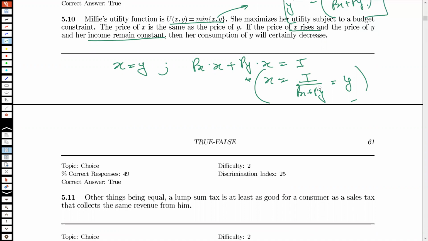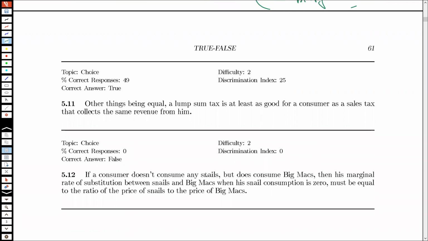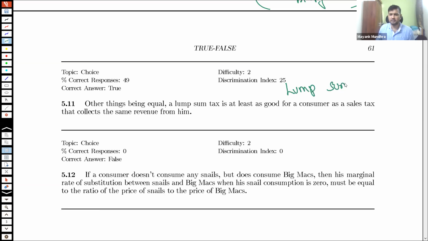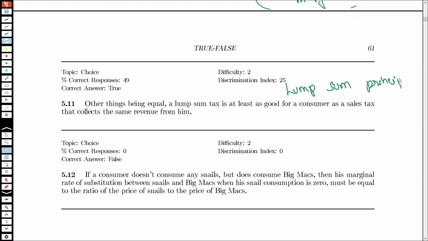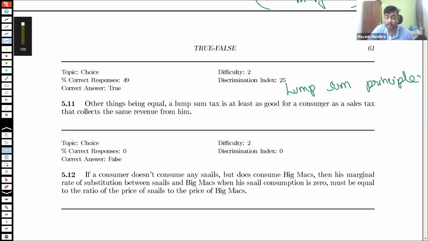So 5.11. We did this, right? We did the lump sum principle of taxation. No, sir. Sorry. It was what? 5 point. No, I got that. We did that. Yeah, I remember. Actually, it contains some of Kanishka's doubts also, and she's not able to take class due to some emergency. So I just mixed up both the numbers. Sorry, I can't hear you. Can you repeat what you just said?